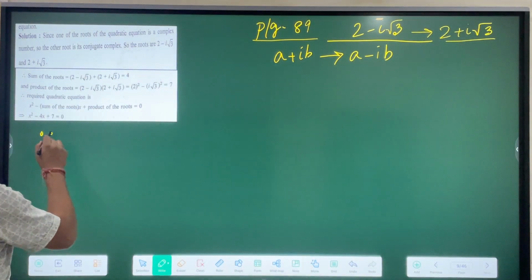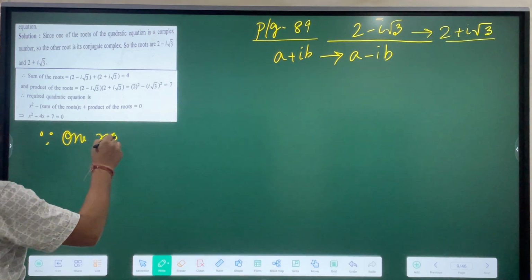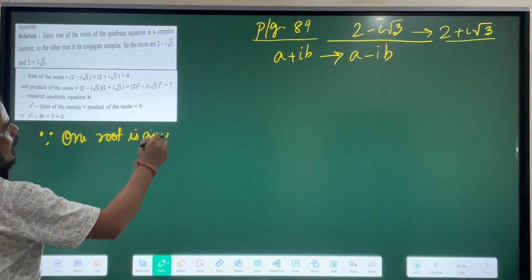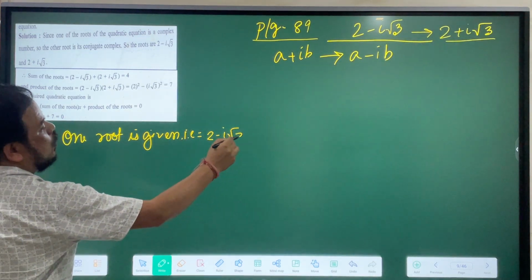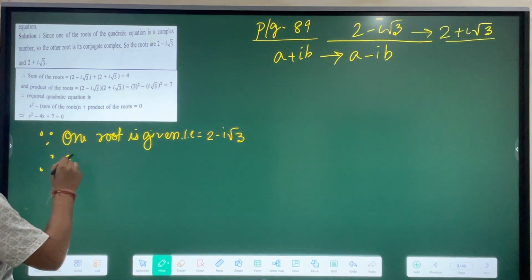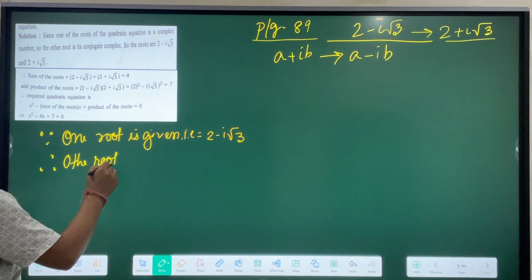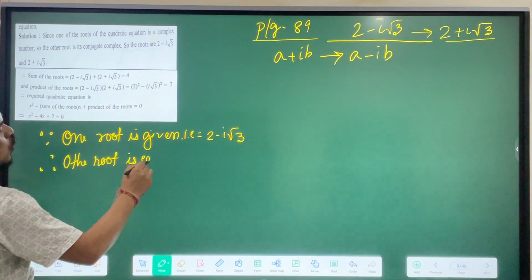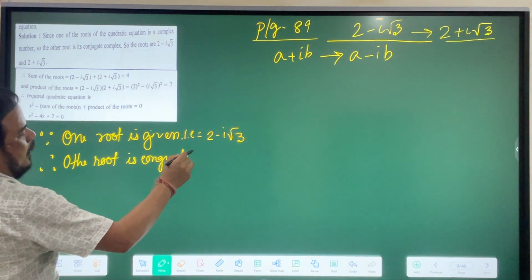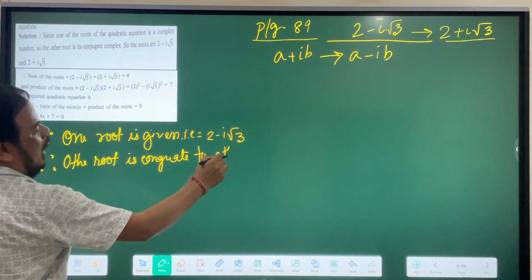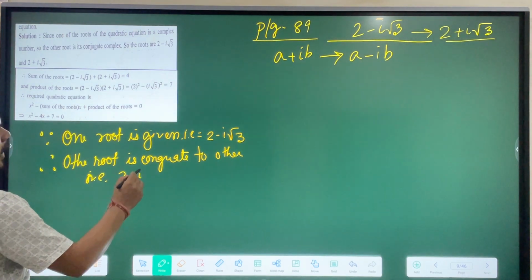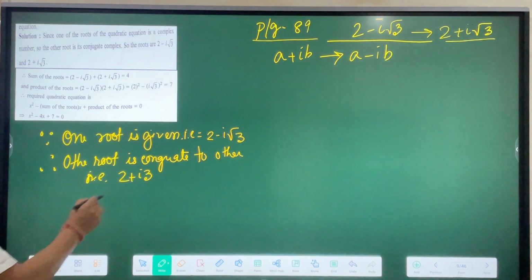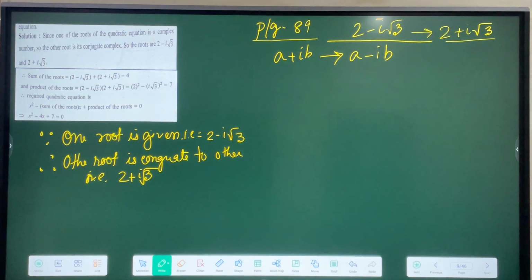So since one root is given, that is 2 minus i root 3, therefore the other root is the conjugate, that is 2 plus i root 3. The i root 3 is common. There is nothing to learn, just one is minus, the other one is plus.